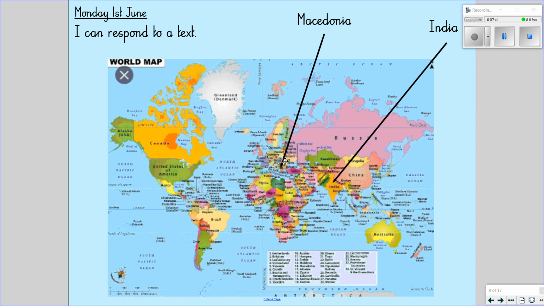So she was born in what was then called Macedonia, right here, near the Mediterranean Sea in Europe. But from the age of about 36, I think it said, she went out to Calcutta, which is in India. So she spent a large proportion of her life living in India. Okay.